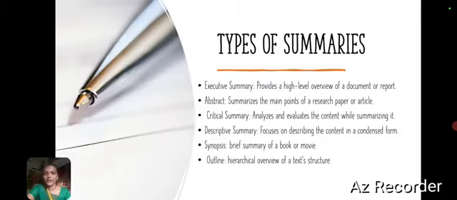So types of summarizing. There are 6 types of summarizing. First one is executive summary, which provides a high level overview of a document. Abstract summarizing, which maintains the main points of a research paper. And critical summarizing, which analyzes and evaluates the content. Descriptive summarizing is just describing the content. A synopsis is just a brief summary of a book. Outline summarizing is a hierarchical overview of the text structure.